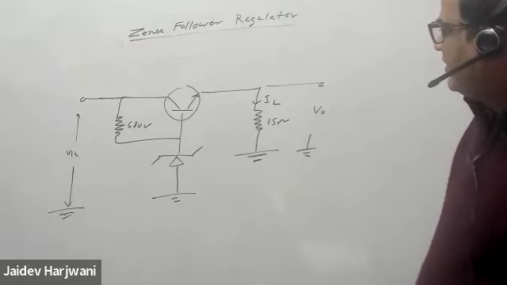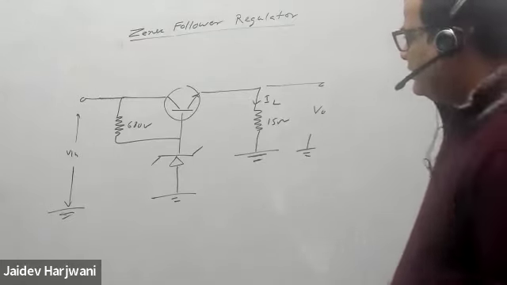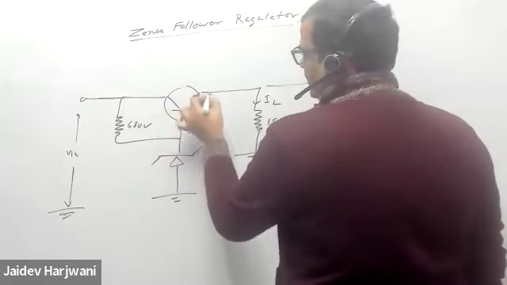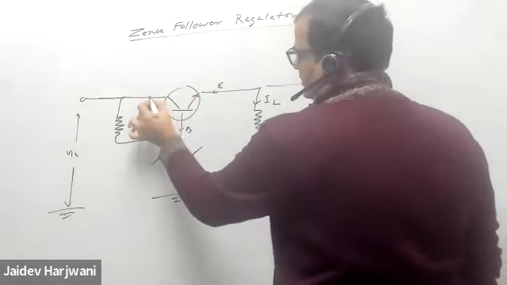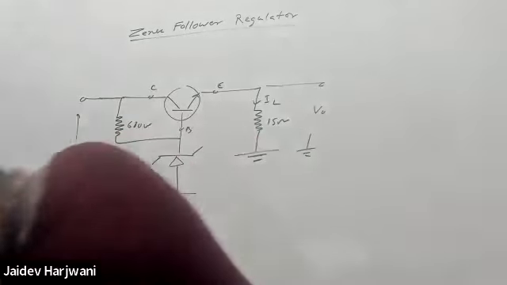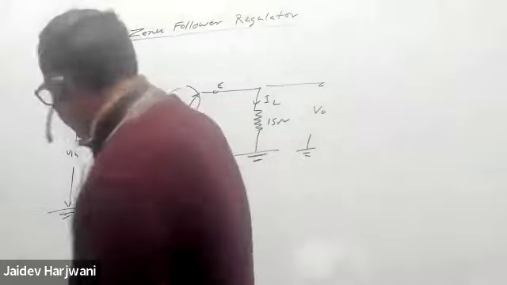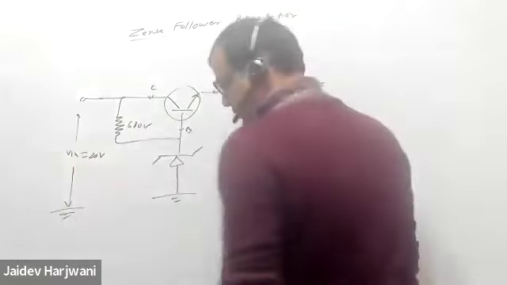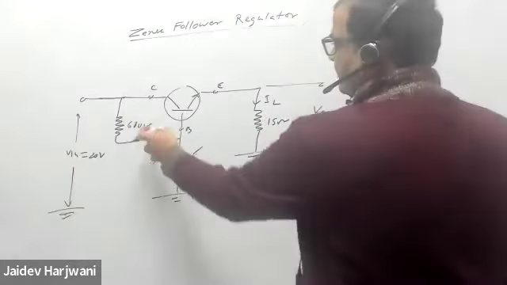So this is the general follower regulator circuit. This is your base. Okay, this is your ammeter. This is your collector, C. I am applying some input here, say the value is 20 volt. 20 volt input I am applying here, and the resistance value is given.